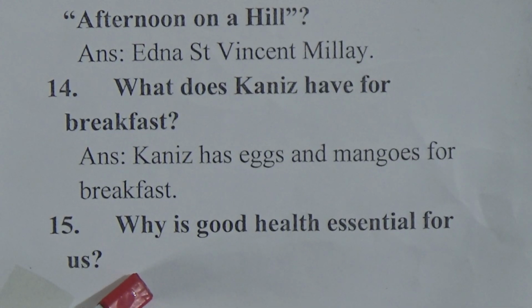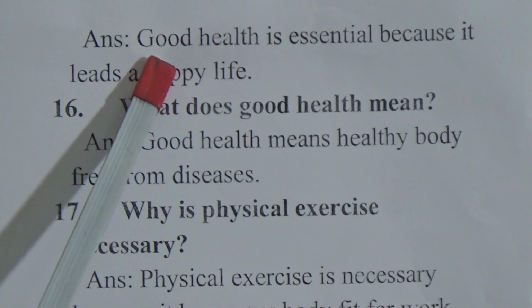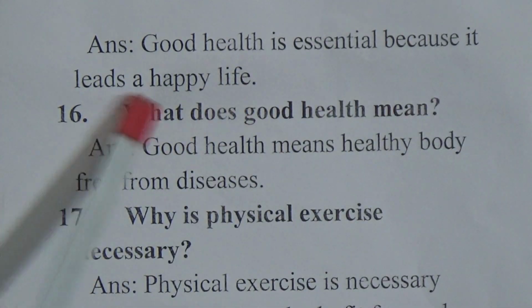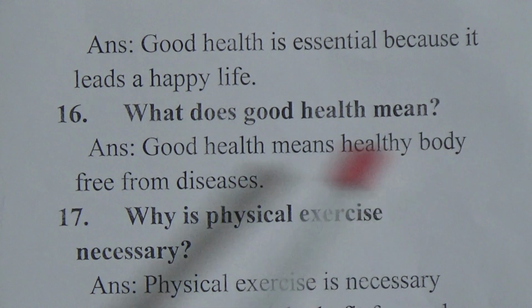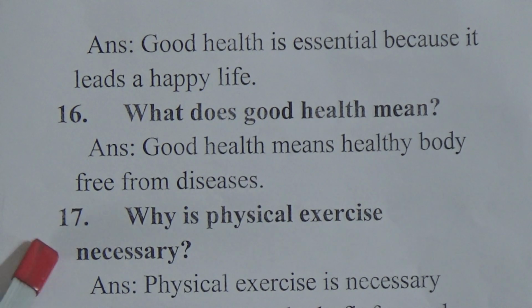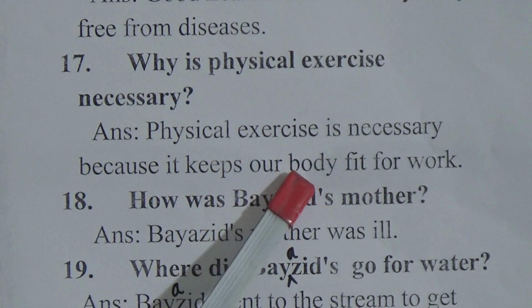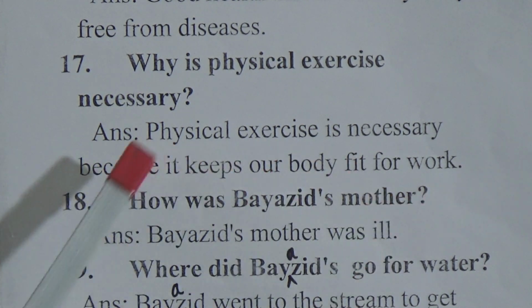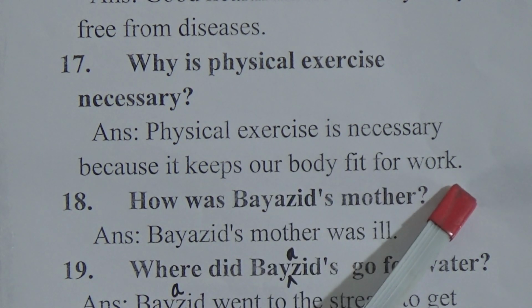Question number 15, why is good health essential for us? You have learned from your comprehension. To get the answer of these questions, we need to go to the next page. So look here, good health is essential because it leads to a happy life. Number 16, what does good health mean? Answer, good health means a healthy body free from disease. 17, why is physical exercise necessary? Answer, physical exercise is necessary because it keeps our body fit for work.